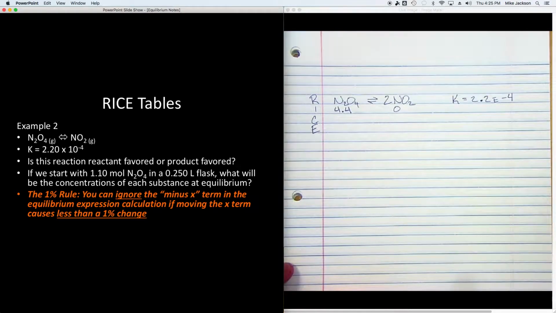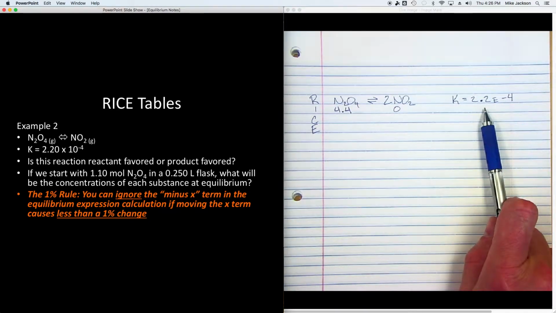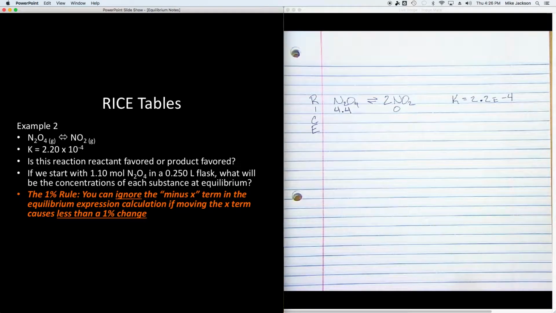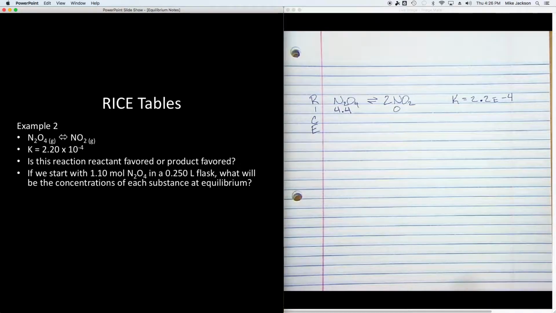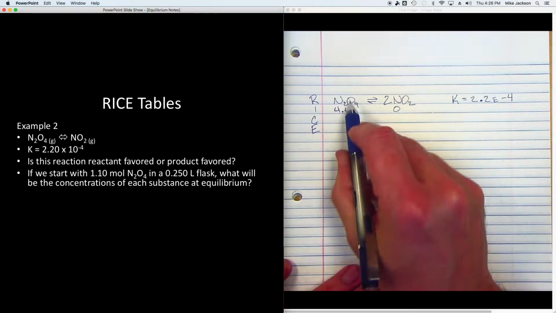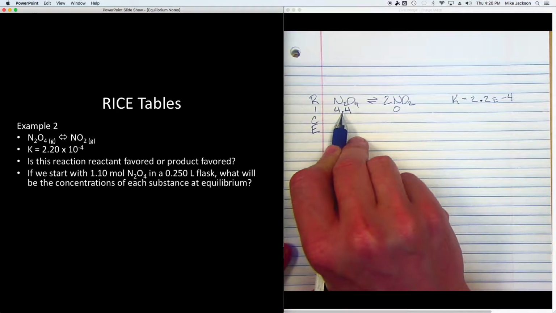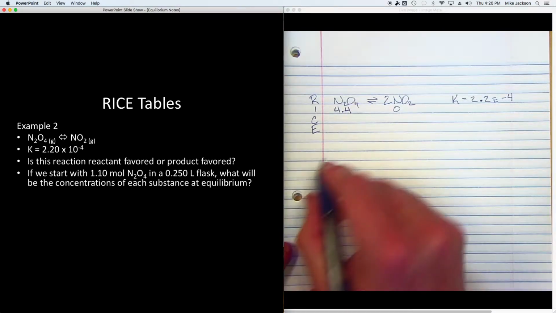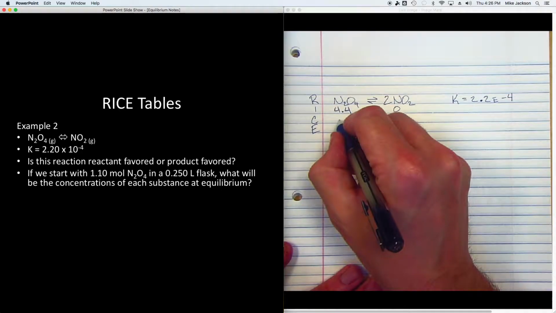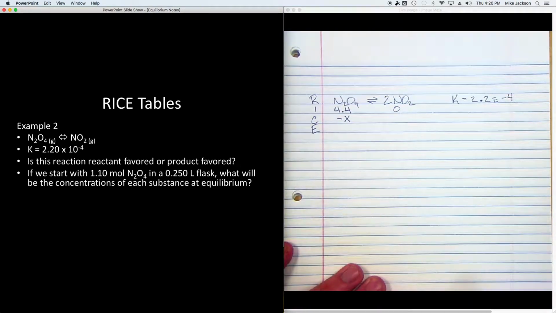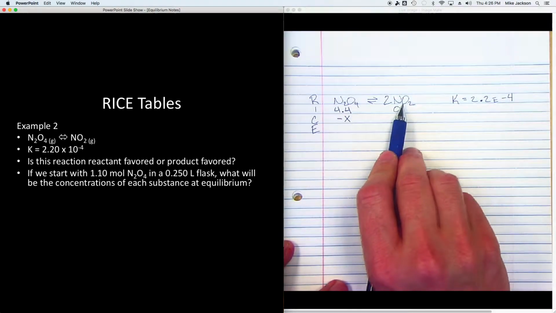So this is the shortcut that I was talking about. The 1% rule is we can ignore the minus x term if we have a very, very small equilibrium constant, and in this case we do. And when we start going through the math, I'll show you exactly where that minus x term rears its ugly head. So the change. We know that we have reactants in the vessel to begin with, and what we'll do is we're going to lose some of this, and we know we're going to gain some of this.